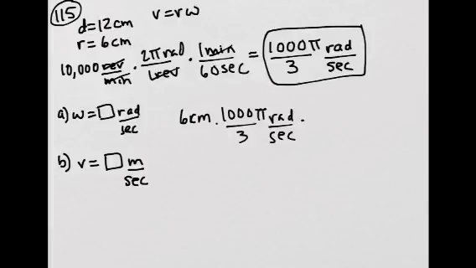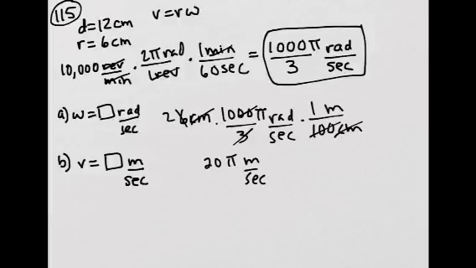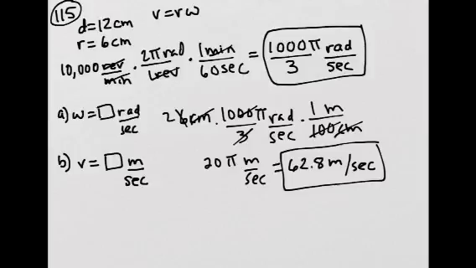There are 100 centimeters in 1 meter. So 100 centimeters in 1 meter. So centimeters are canceled. And so I can reduce 100 here and 100 here, and then 3 here and 2 here. So you're left with 20 pi meters per second, so you just have to multiply it out. So you multiply 20 times pi and you get 62.8 meters per second.